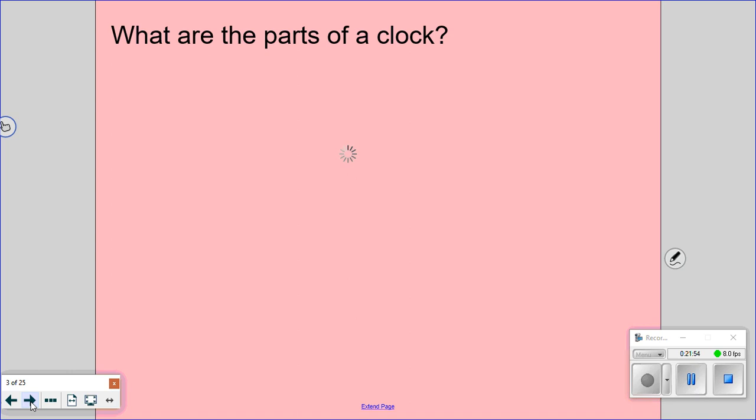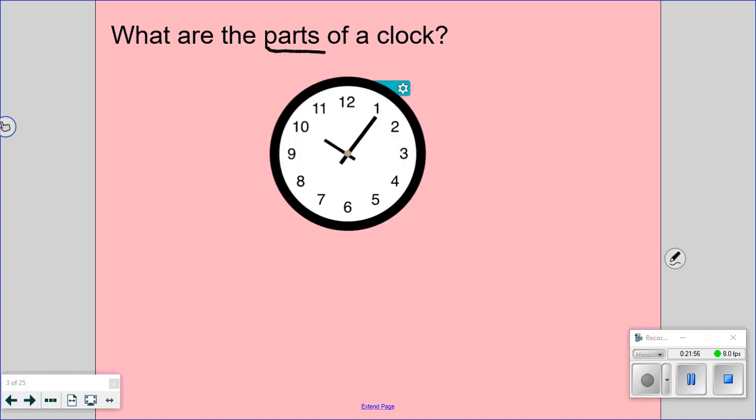Title it Parts of a Clock. Parts of a Clock is your next title. If you want to make it a subtitle, if you've got space, that's fine. These sticks on a clock are called hands. So you're going to hear me use the word hands, and I'm talking about those sticks.